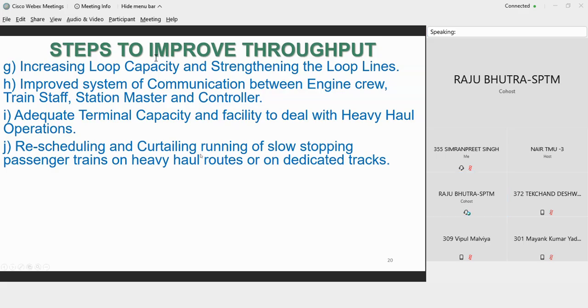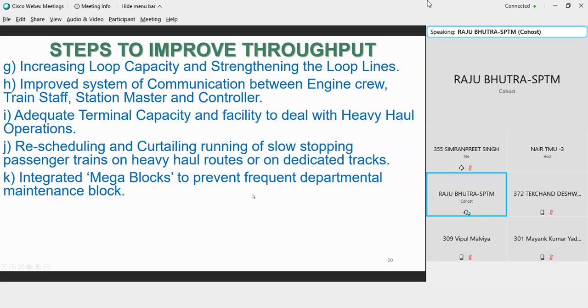And rescheduling and curtailing running of slow stopping passenger trains on heavy haul routes or on dedicated tracks. So if there are any slow stopping passenger trains moving on routes where heavy haul trains are plying, then they'll create unnecessary hindrance in the movement of these heavy haul trains. So if the passenger trains can be curtailed or rescheduled in such a way that the movement of heavy haul trains is not affected, then we can increase the throughput.